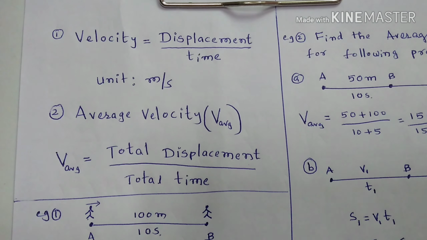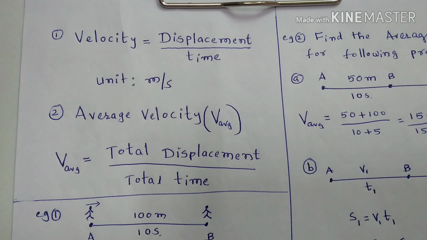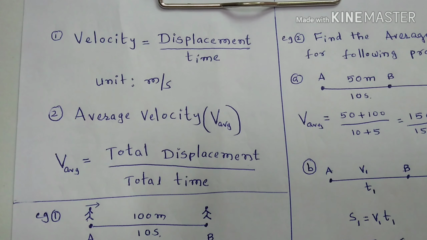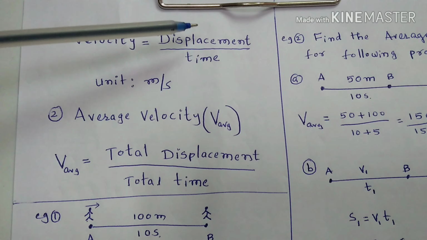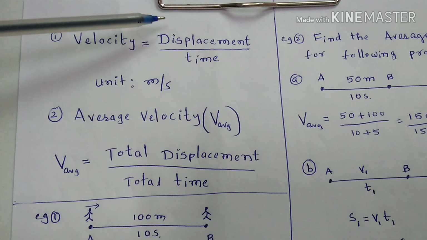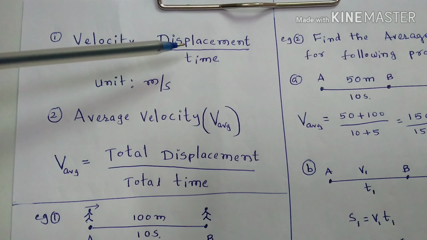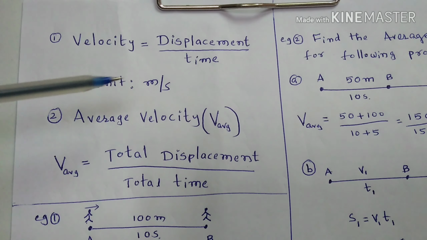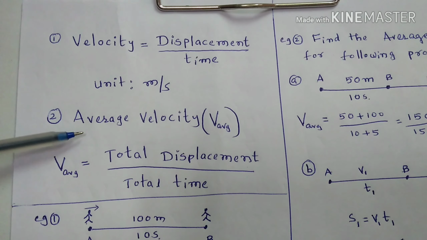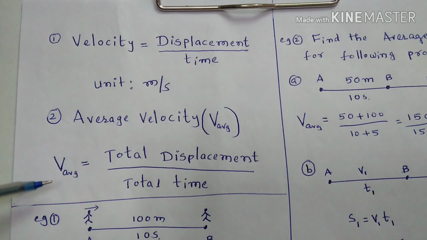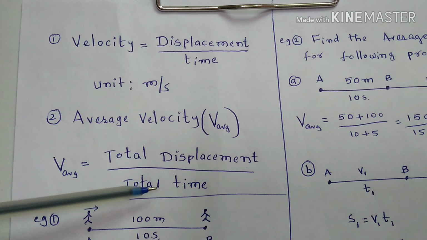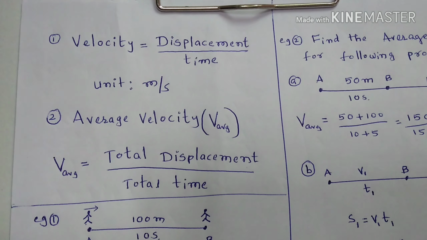Before we derive the kinematic equations, first I will explain velocity, average velocity and some examples. Simple formula: velocity is equal to displacement divided by time. Displacement we measure in meters. Time we measure in seconds. So the unit of velocity is meter per second. This is average velocity: V average is equal to total displacement divided by total time.